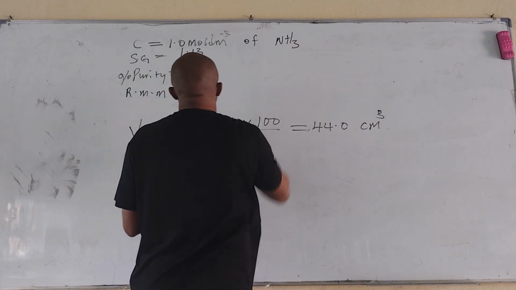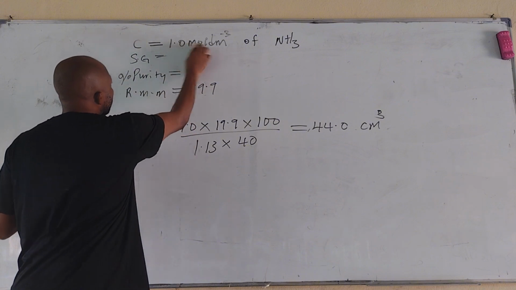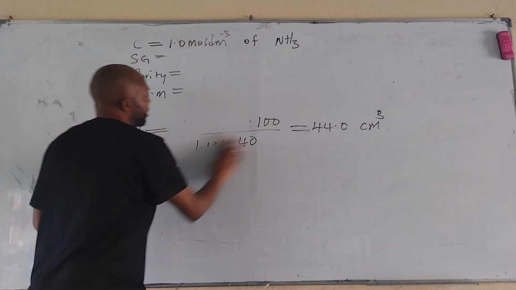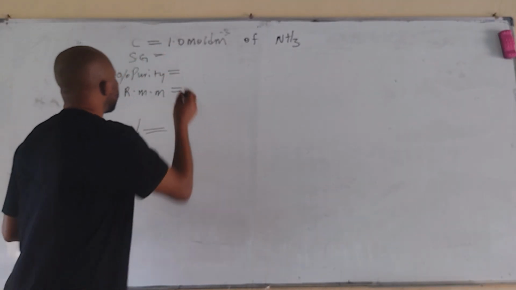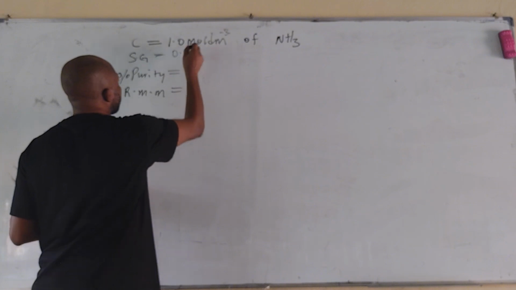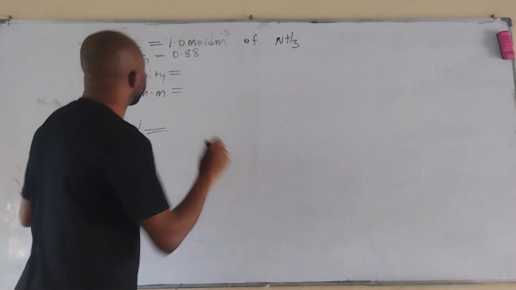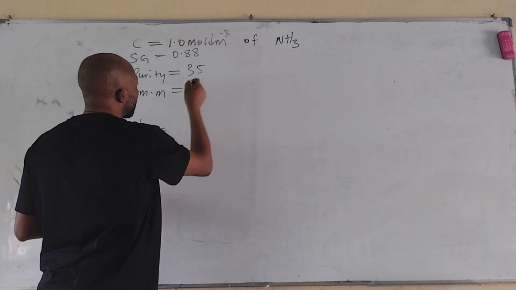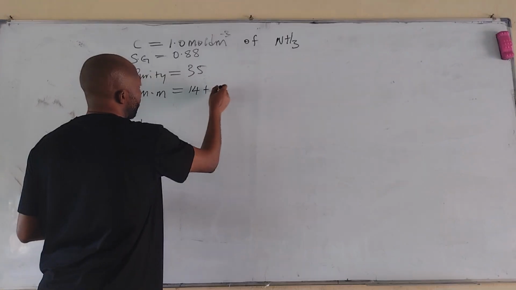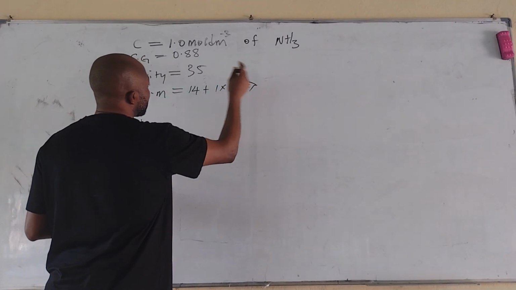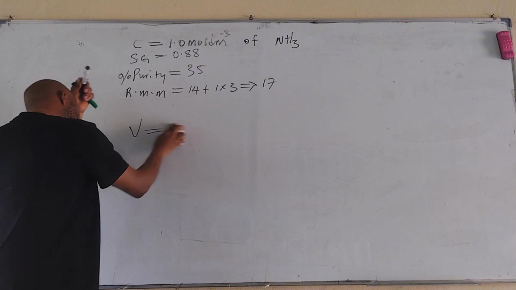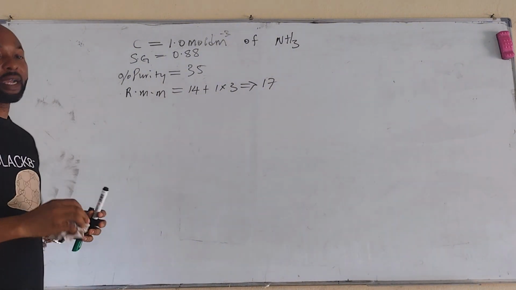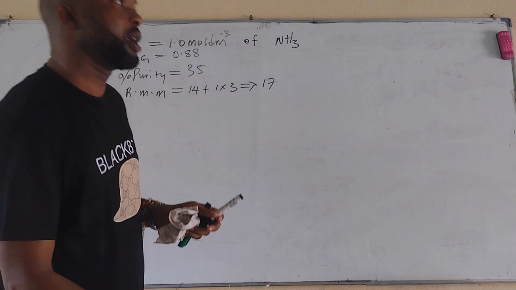NH3, 1.0. Relative molecular mass, we're going to calculate that. But the specific gravity is 0.88. Percentage purity is 35. Relative molecular mass is 14 plus 1 times 3, which is 3 plus 14, which is 17 g/mol. Now, the reason why I have to add ammonia is a base, okay?